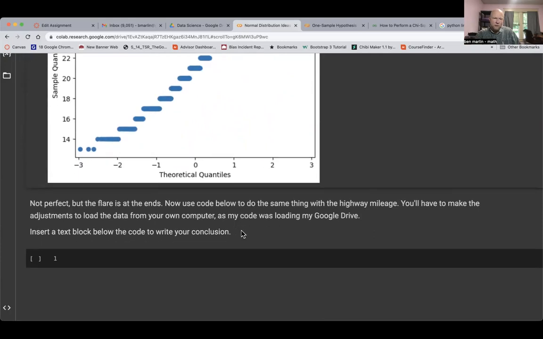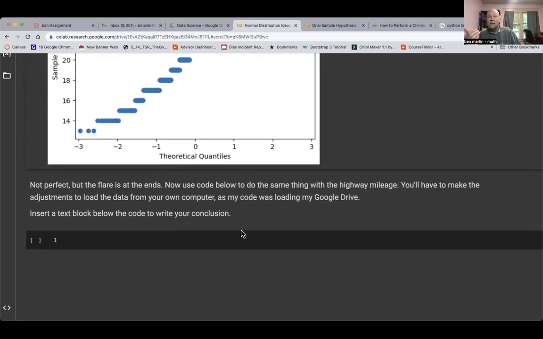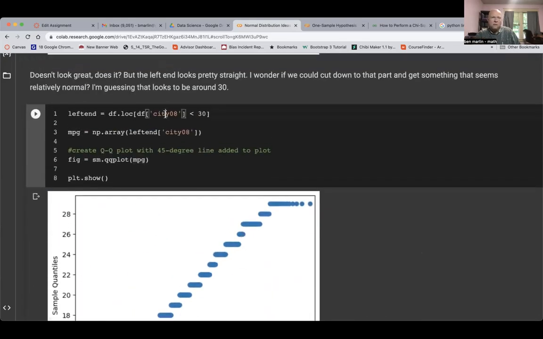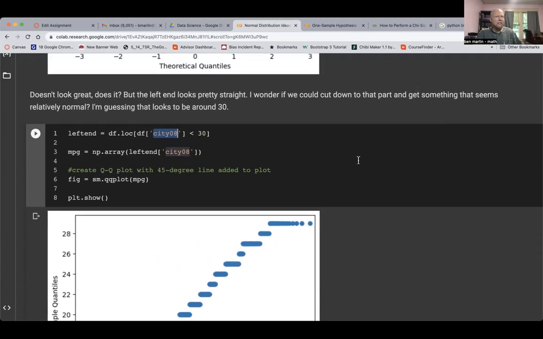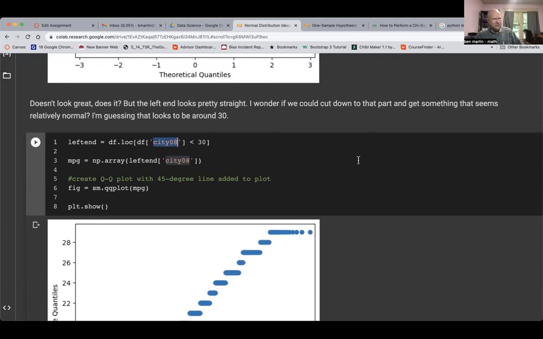What I'd like for y'all to do is to go ahead and do that with the highway miles per gallon. Okay. So whereas here we were talking about city 08, that one will be HWY 08. I haven't actually done it, but take a look and see, does the QQ plot on that look approximately normal? If it does, great. If it doesn't, see if you can cut down and see just a portion of the sample that does look fairly straight. Okay. Actually, I may have just lied to you. I think I actually did this, and I think for Kia it does turn out.